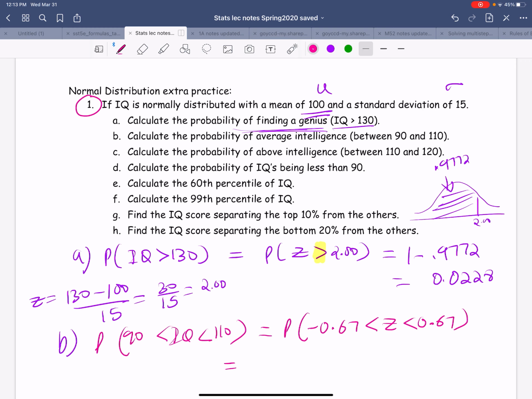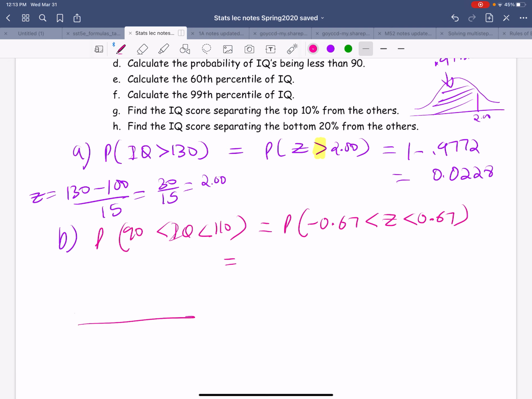So let's look for that. Here's your negative 0.67 and here's your positive 0.67, because your mean 0 is in the middle. We're looking for area in the middle. So we can find the area to the left of the positive z-score and the area to the left of the negative z-score and subtract them, because if you find the area to the left of 0.67, it's going to give you all that area. And if you find the area to the left of negative 0.67, that's going to give you all this area. And if we subtract them, we have the difference. We have the area in the middle.